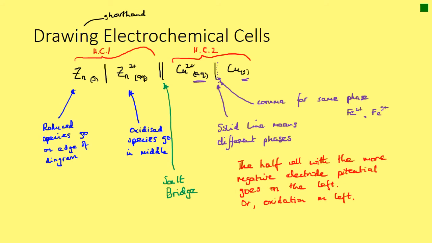Okay, so solid line means different phases. Sorry, let me just correct a mistake I've noticed that I've made there. If they're in the same phase, it's not a dotted line, it's actually a comma. So let me draw a large comma here instead. Okay, so it's a comma for same phase.